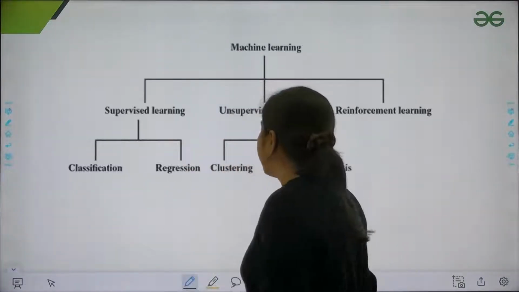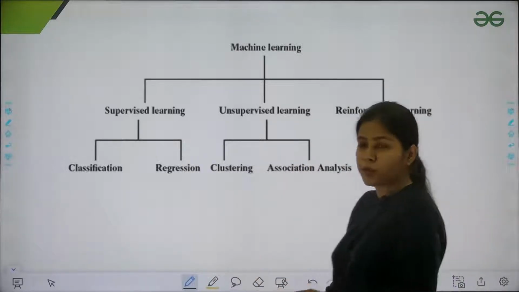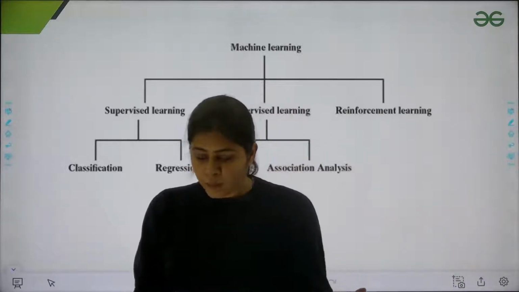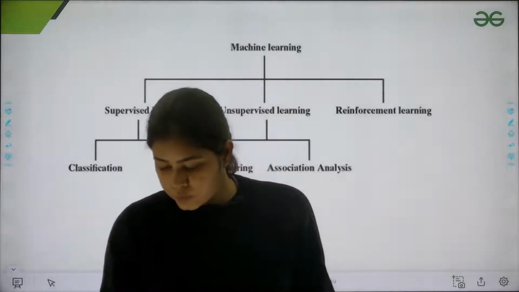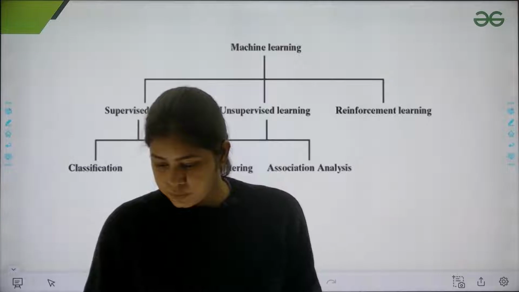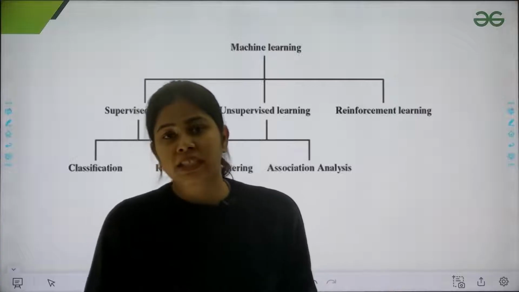Now, next thing we have is machine learning is of three types: supervised, unsupervised, and reinforcement learning. Can anybody tell me what is supervised learning, what is unsupervised learning, and what is reinforcement learning? Just let me know. Let me know, guys. What are these types of learning?